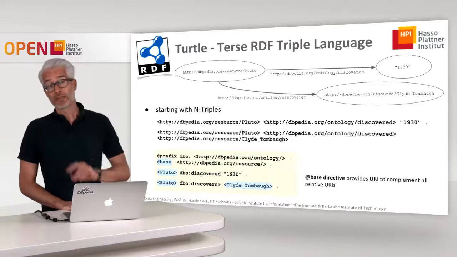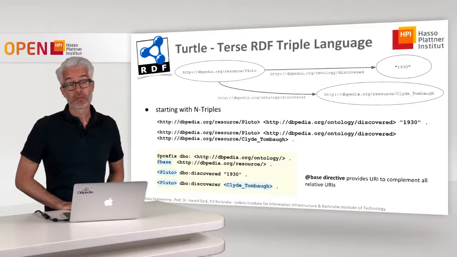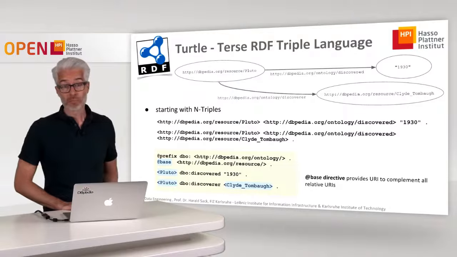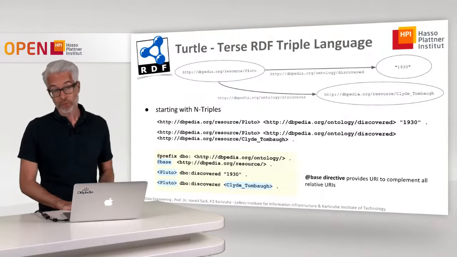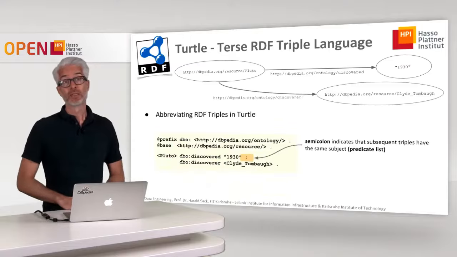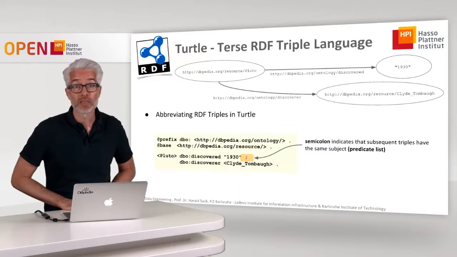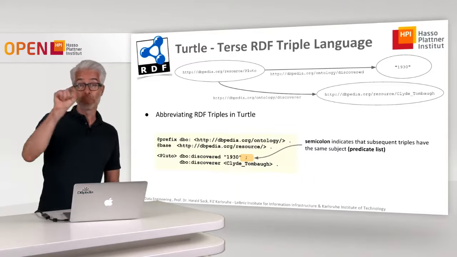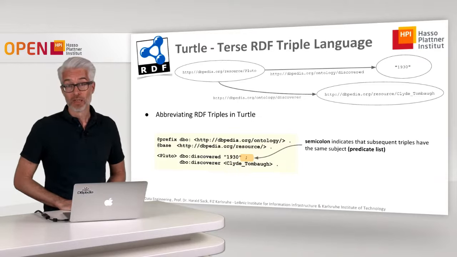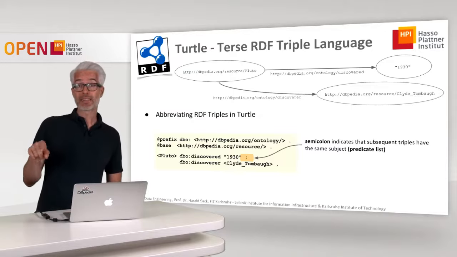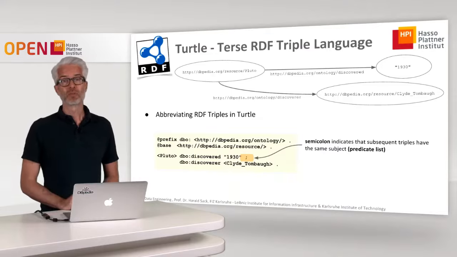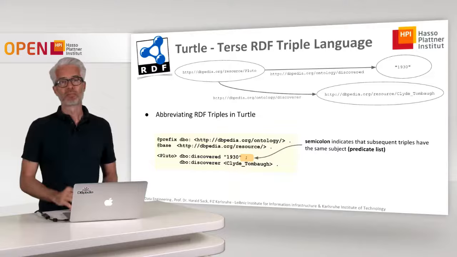But as you see here, there is still some redundancy in the code. In lines 3 and 4, both times we have to repeat the subject, so Pluto comes here twice. This, of course, is redundant. And Turtle, of course, provides some means to get around that. What we can do here, for example, is use a semicolon instead of a period behind a triple. And this semicolon indicates that subsequent RDF triples have the very same subject. So we provide a so-called predicate list below that.